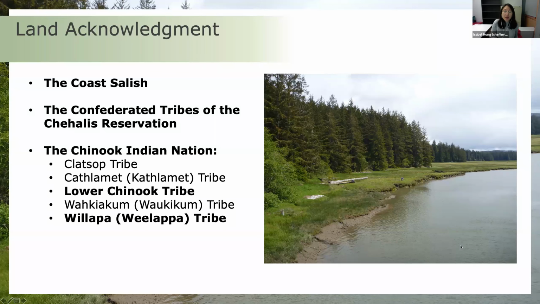I would like to begin by acknowledging that the work you'll see here today was done on the ancestral, traditional, and contemporary lands of the Coast Salish, the Confederated Tribes of the Chehalis Reservation, as well as the Chinook Indian Nation, in particular, the lands of the Lower Chinook tribe, as well as the Willapa tribe, who since time immemorial have inhabited these lands. However, this recognition only becomes meaningful when combined with accountable relationships and informed actions. And so this acts only as a first step in honoring the land upon which this research was conducted.